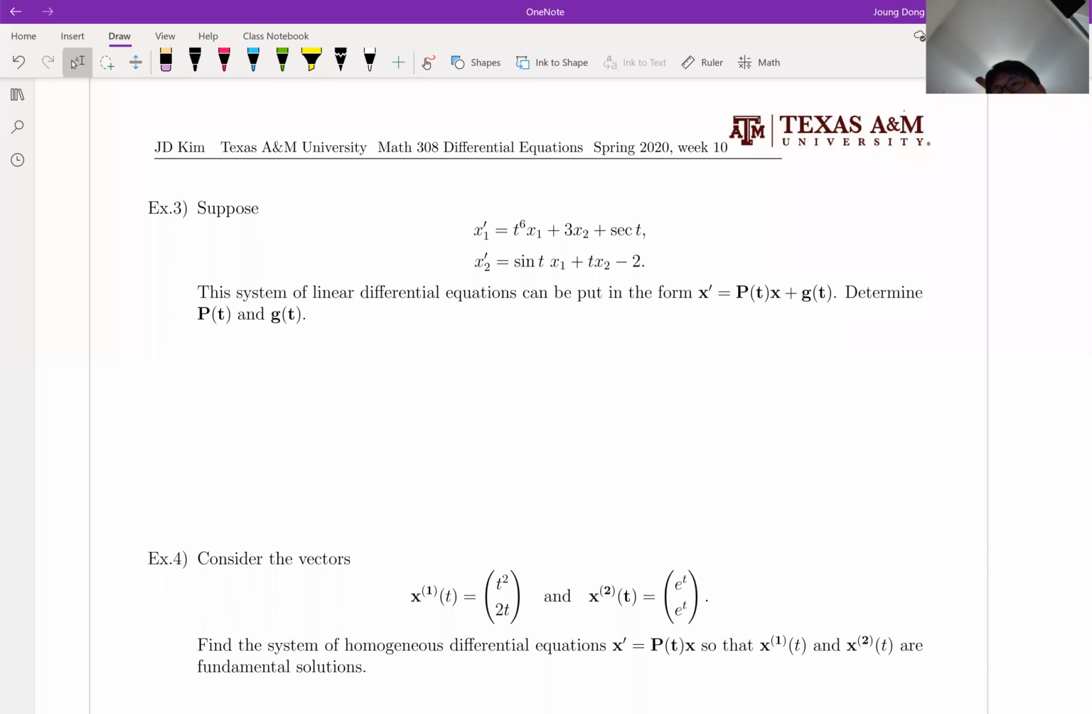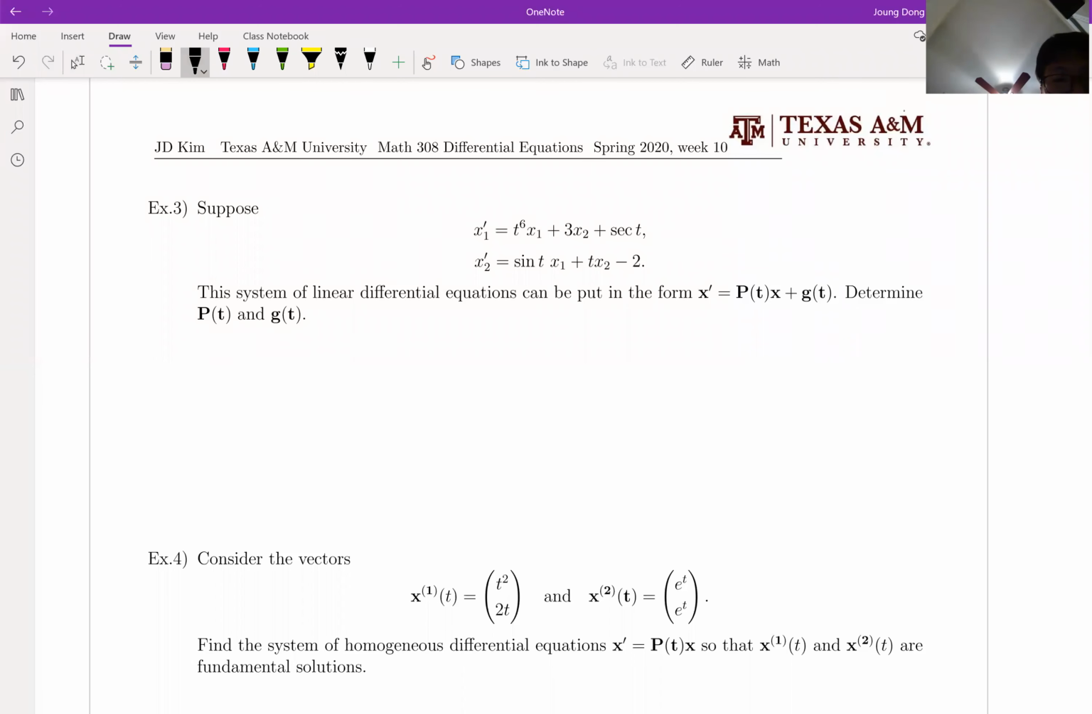Okay, look at number 3. Actually, I didn't have this problem in my notes, but I found one in your online homework in this form. That's why I just copy and paste from the online homework, and we're going to practice how we can write this system of differential equations in matrix form. It's really easy. Your matrix will be the vector x1, x2.